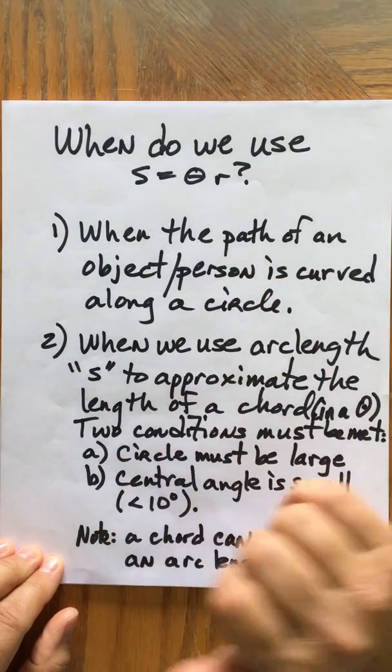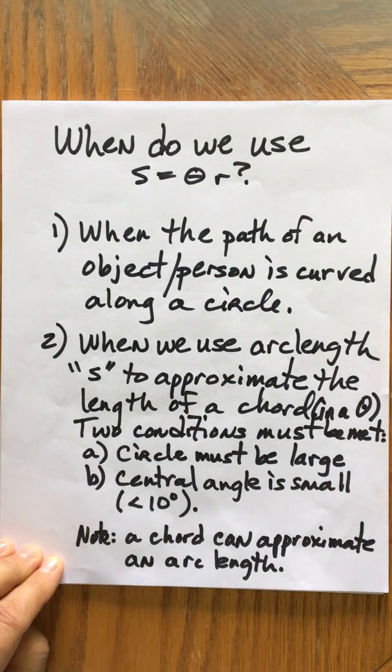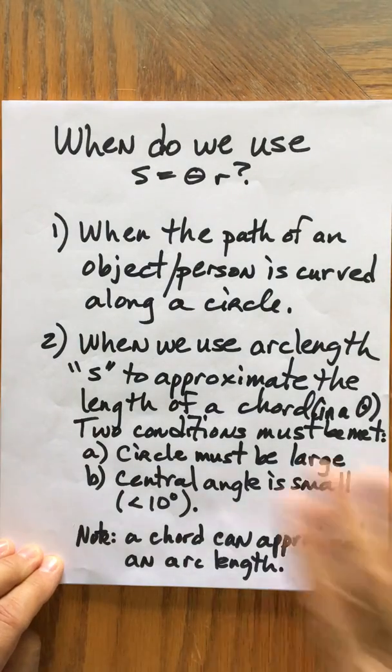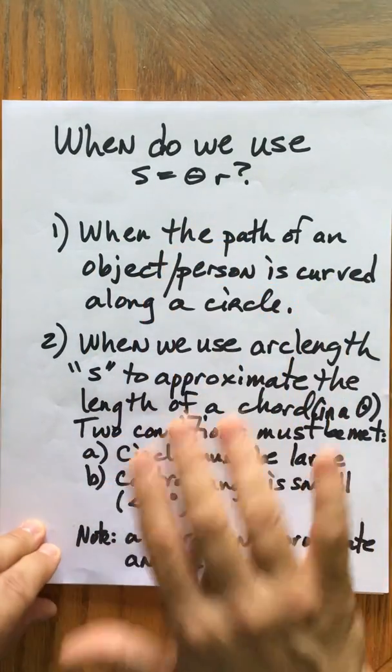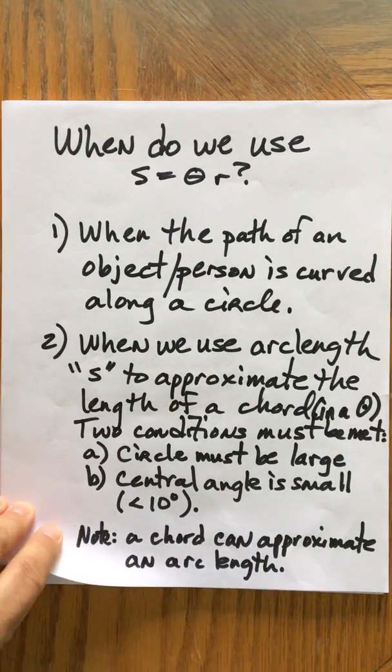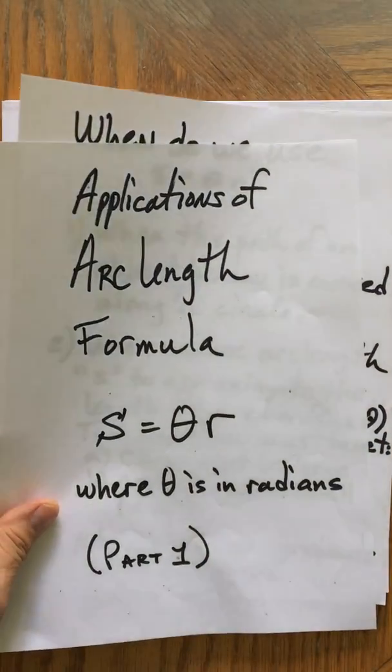Well, when the path of an object or person is curved, following a path around like a circle. So that's what we're going to look at. And then in another video, we'll look at the example for number 2, the second kind of application. All right, so let's take a look at our first example.